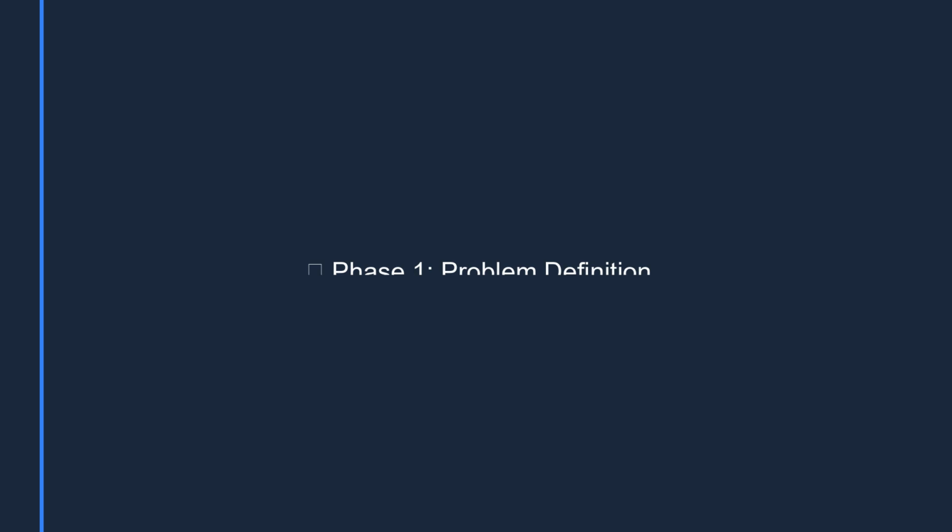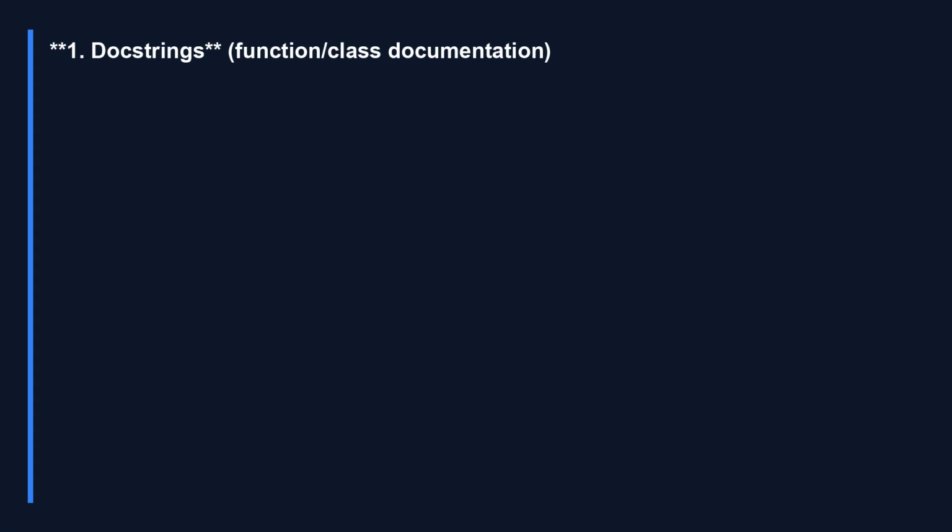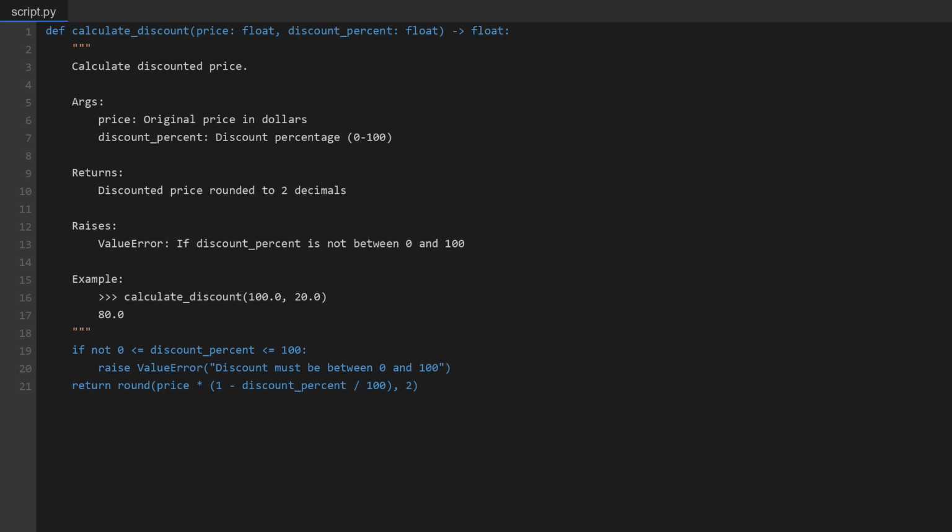Phase 1. Problem definition. There are 3 distinct output types this system needs to generate. The first is docstrings, inline documentation attached directly to functions and classes. Here's what that looks like in practice. This is the core pattern our model needs to learn.